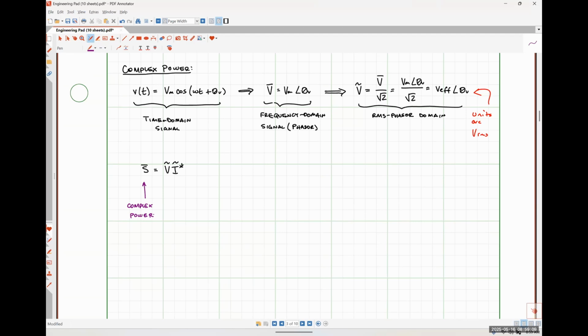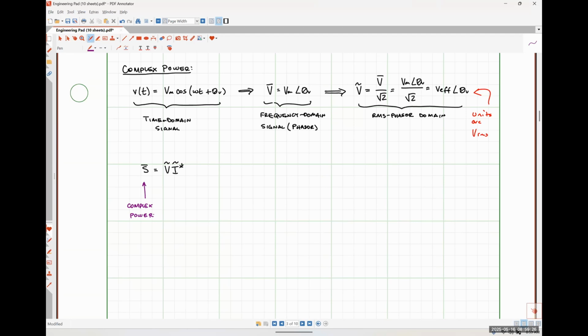This is a trick question. So this is 100% a trick question. What are the units of complex power? You're right, but you're also wrong. So I told you it was a trick question.